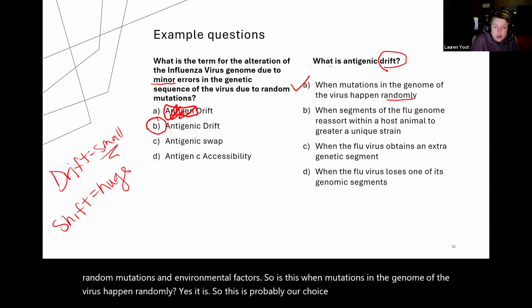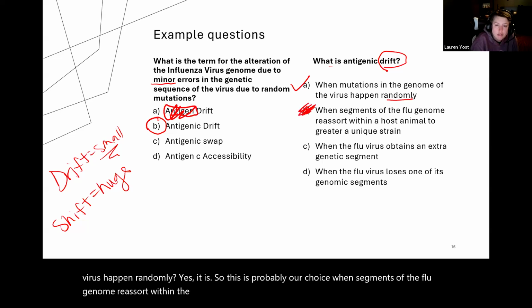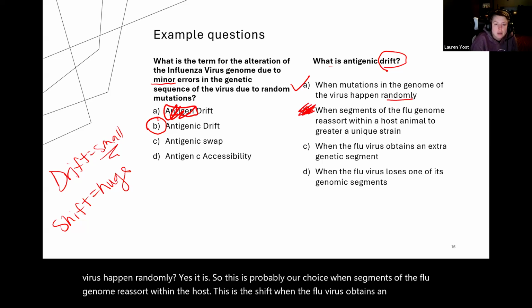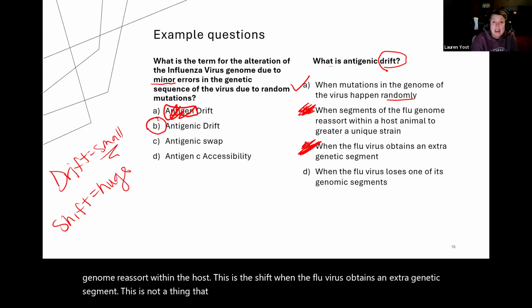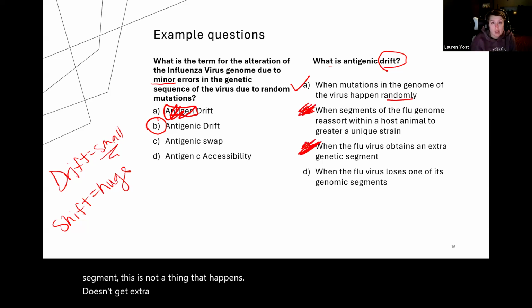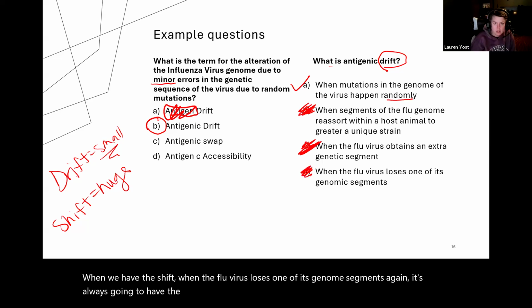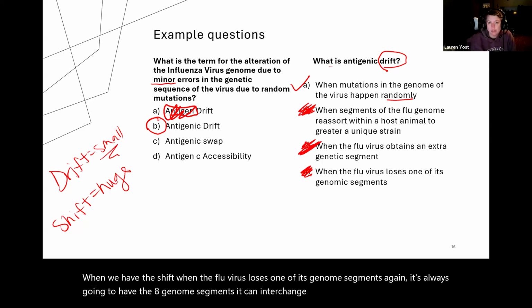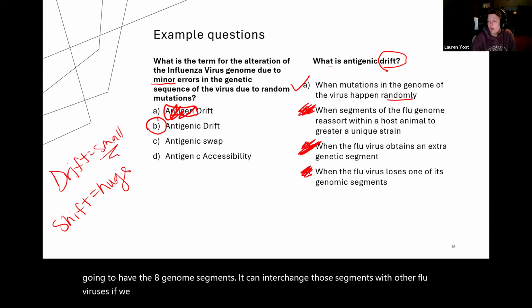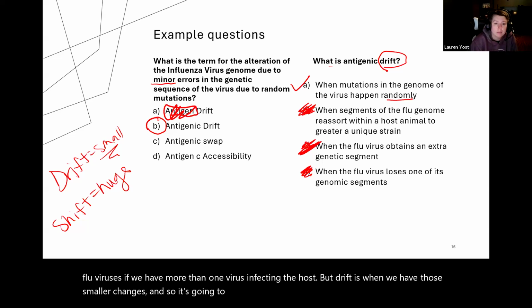When segments of the flu genome reassort within the host, this is the shift. When the flu virus obtains an extra genetic segment, this is not a thing that happens. It doesn't get extra ones. It just swaps out the 8 that it's supposed to have when we have the shift. When the flu virus loses one of its genome segments, again, it's always going to have the 8 genome segments. It can interchange those segments with other flu viruses if we have more than one virus infecting the host. But drift is when we have those smaller changes, and so it's going to be A.